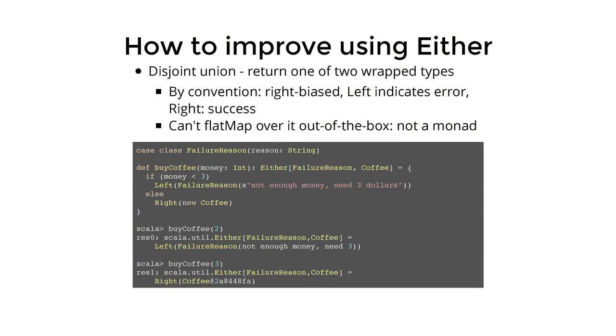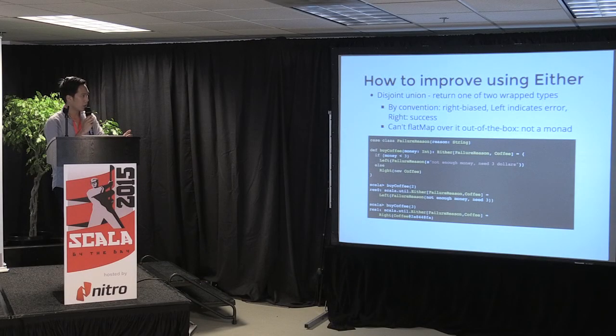As a third step, we can go even further than that. We can use Either out of the Scala standard library. Either represents what's called a disjunction or a disjoint union. It's a wrapper of one of two types. In this case, we define it as either a failure reason or you get coffee. It's very similar to how you throw an exception inside the business logic, except the possible outcomes are captured in the type system.